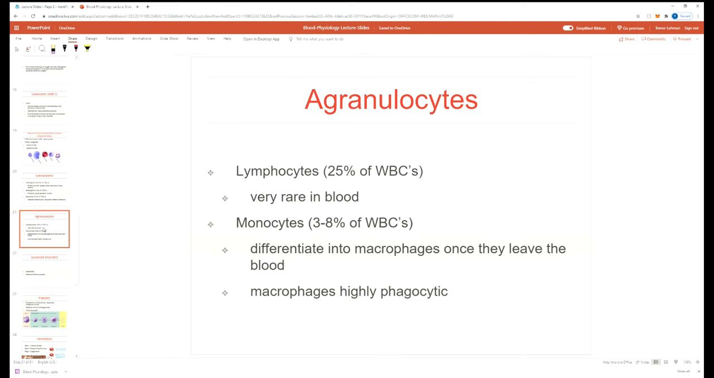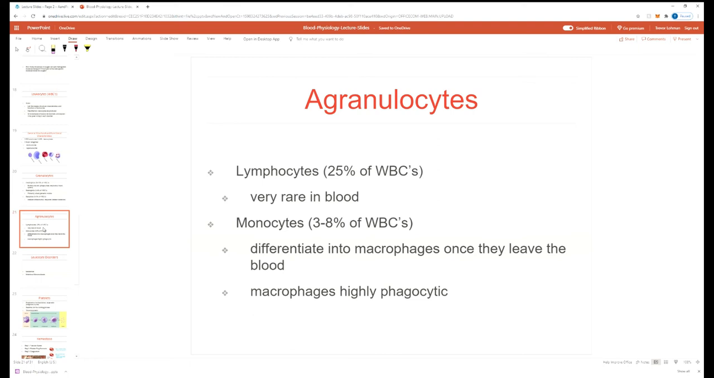Then you have cytotoxic T cells, which destroy your own cells that are infected by a virus, and it's really complex, super interesting. Sorry, this quarter we didn't get to it. We're actually a couple chapters away, so my apologies. But anyway, that's lymphocytes, 25% of white blood cells, but rare in the blood.